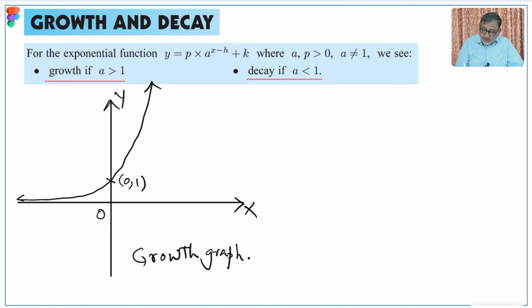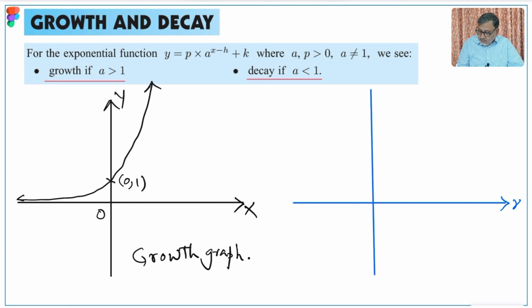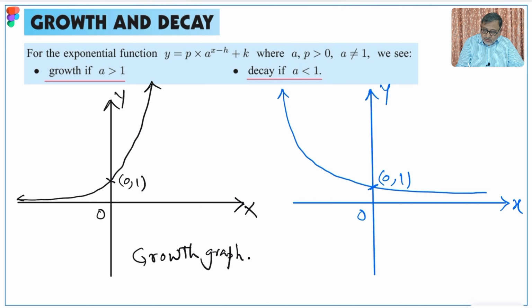And then when you have a between 0 and 1, x-axis, y-axis, then your graph will be something like this. It will intersect again at 0 and 1, but it is going down. This is called a decay graph. So this is the decay graph. The first one is the growth graph.